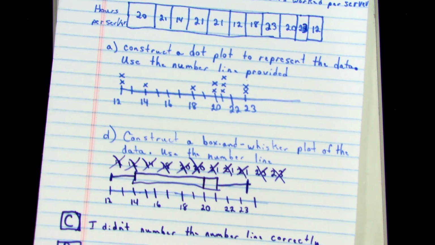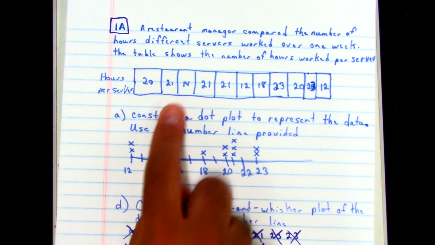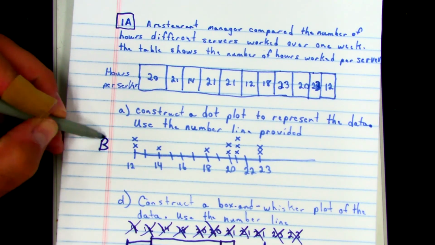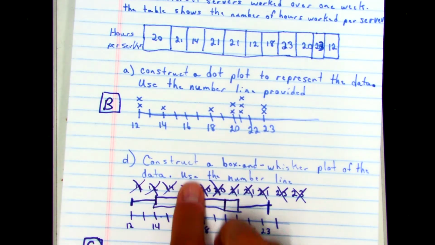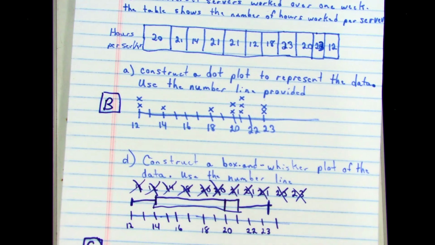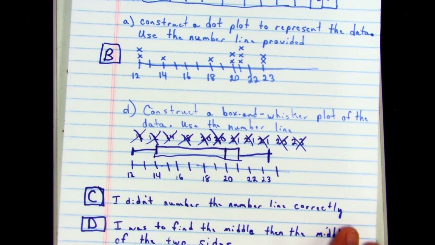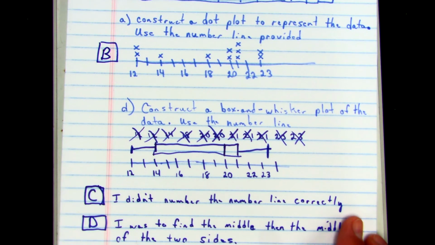And I wrote my excuse. Hopefully you see you had 1A, writing out the question. B would be showing my work. That's what I did for A and D. I showed my work, crossing it out. For C, I wrote down, well, I didn't number the number line correctly. That's what I did wrong on my test. Everybody did something differently wrong on their test. You should be able to tell me what you did wrong, and then tell me what you were supposed to do.